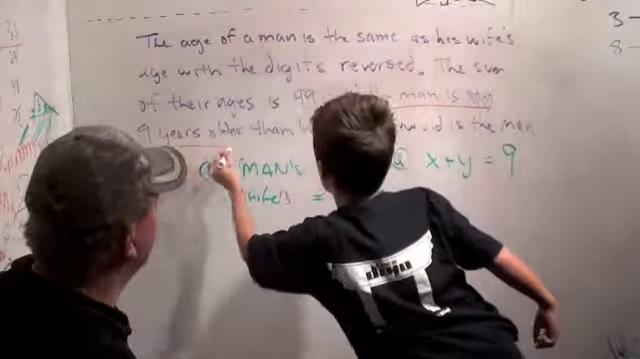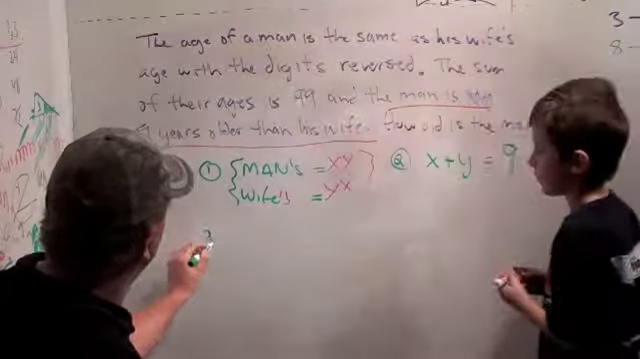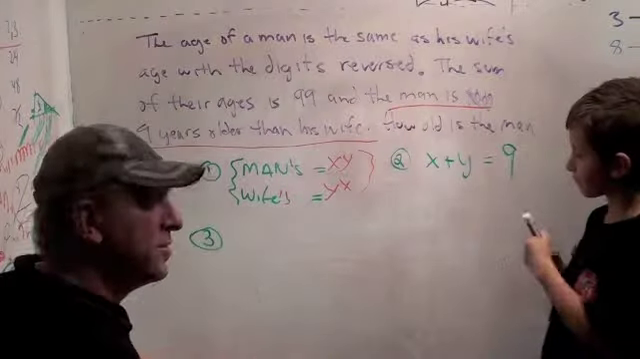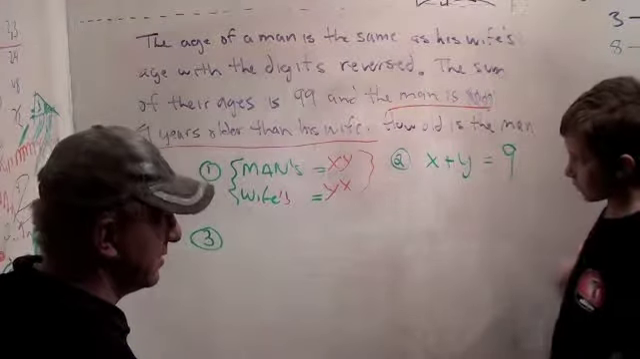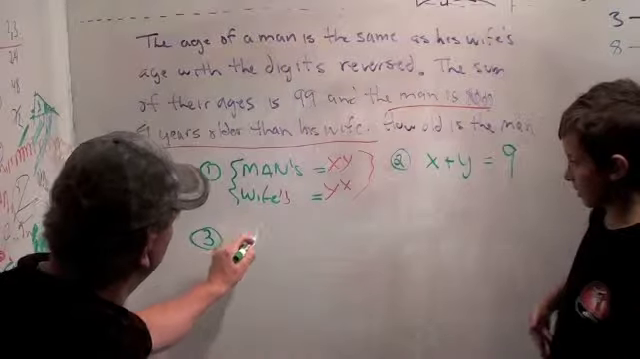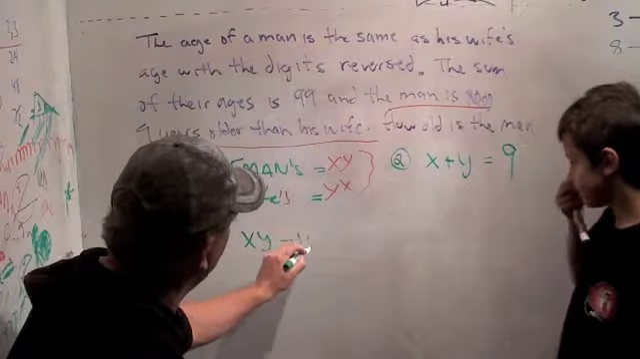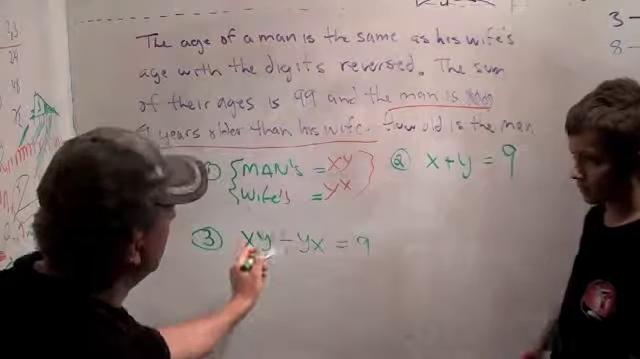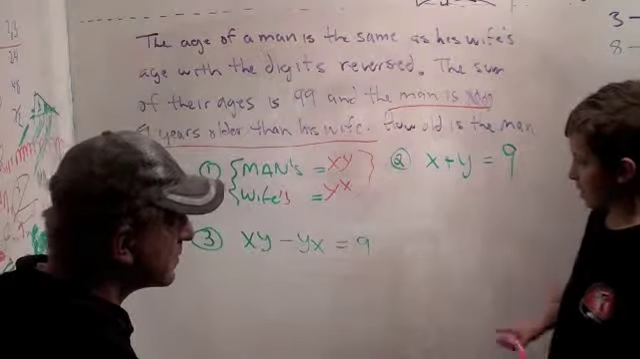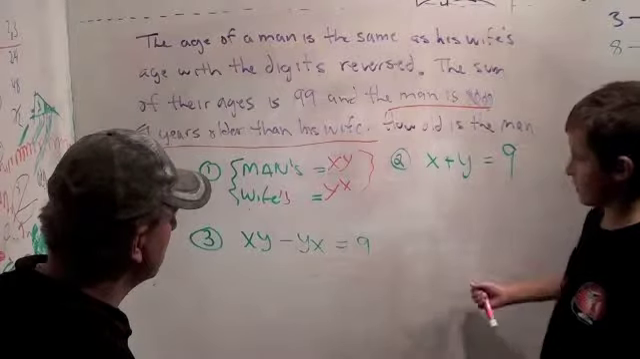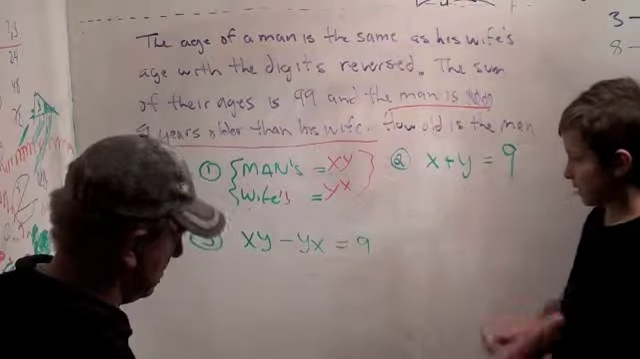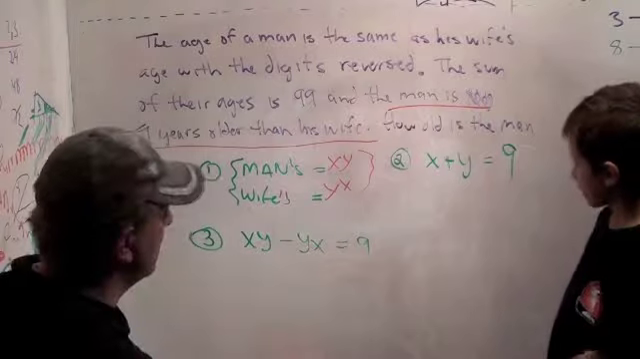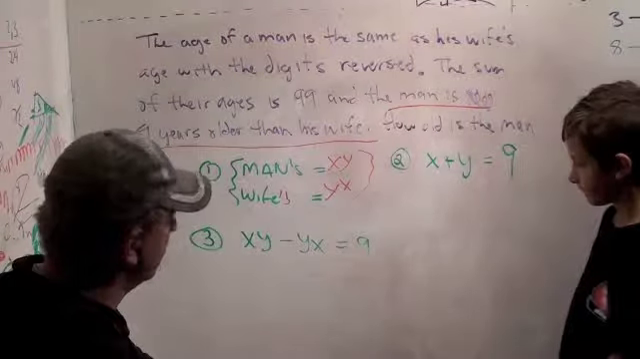The man is 9 years older than his wife. Okay? So the man is 9 years older than his wife. What does that tell us? That tells us that xy minus yx equals 9. Okay? Now what is xy? Xy is the man's age minus the wife's age. And that's 9. Okay. So how do we approach solving this?